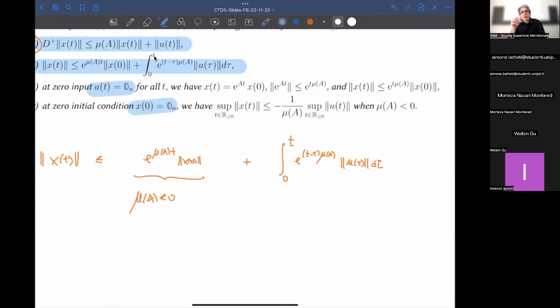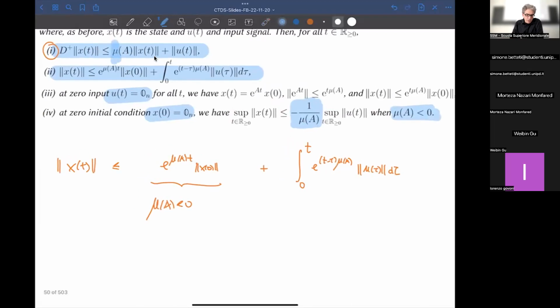It used to be 1 over 1 minus the Lipschitz constant, which was the induced norm of A, or the Lipschitz constant of a map. In this case, in the continuous time case, the coefficient is minus 1 over mu of A, and this is only true when mu of A is less than 0. So you absolutely need to have the stability, this contractivity property. Mu of A must be less than 1. Must be less than 0, right? Sorry, not 1. 1 is the discrete time case.